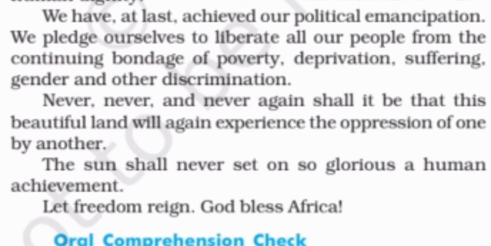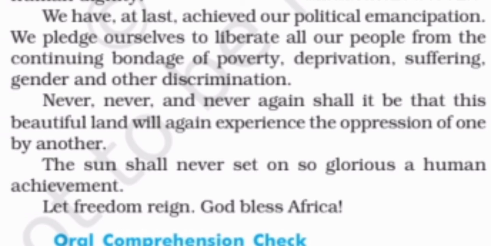Never, never, and never again shall it be that this beautiful land will again experience the oppression of one by another. The sun shall never set on so glorious a human achievement. Let freedom reign. God bless Africa.